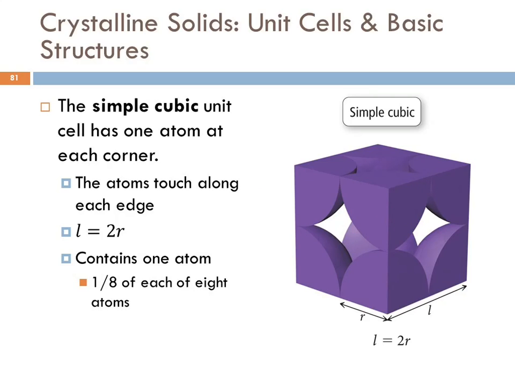So these atoms are touching along each edge. They're touching here and down here. And so when we look at the length of a side, it's going to be the same on all the sides. Here's the radius of the atom, and the length of the side is 2 of those, so it's 2r. There's 1 atom contained in this. I'm sorry, it's not 1/4 of each atom, it's 1/8 of each atom. I was thinking 2 dimensions.